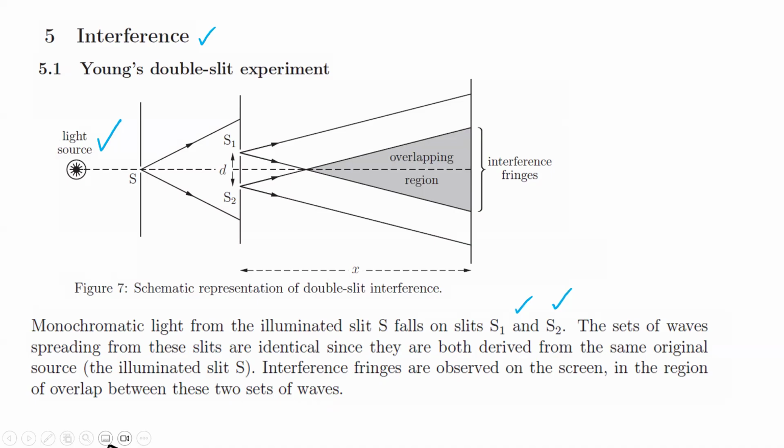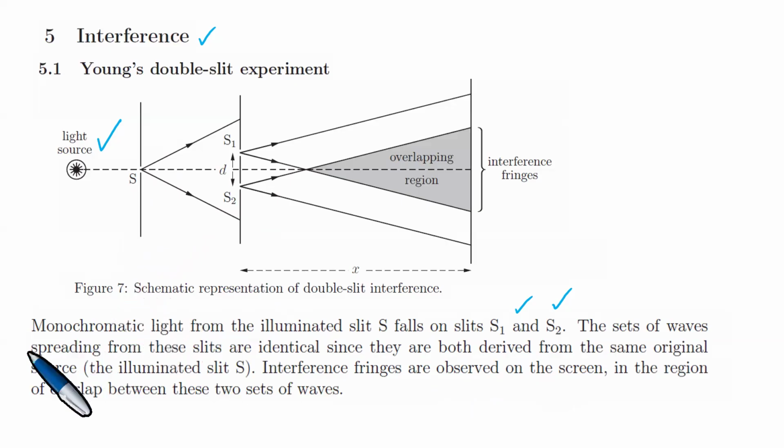But before I continue, I want us to pause to reason through Young's double slit experiment. You need to understand it, but also so that you can be able to do the questions. It is very important to look at the fact that this is a schematic representation of the double slit interference: monochromatic light from an illuminated slit S falls on slits S1 and S2. This monochromatic light, which is light of a single wavelength or frequency from the illuminated slit S, falls on slits S1 and S2.